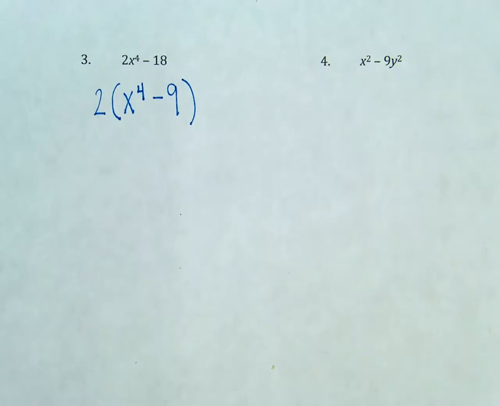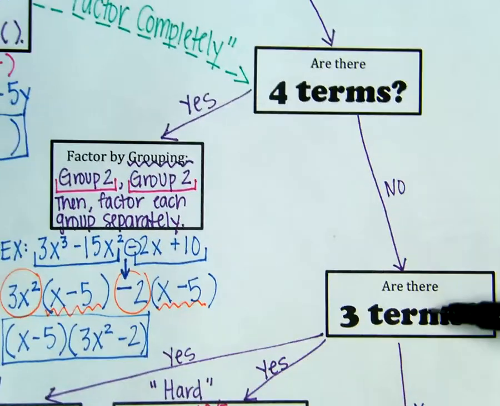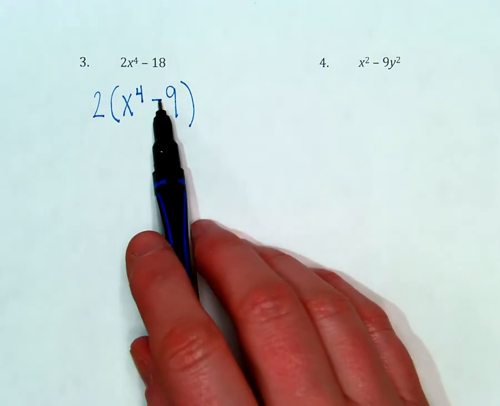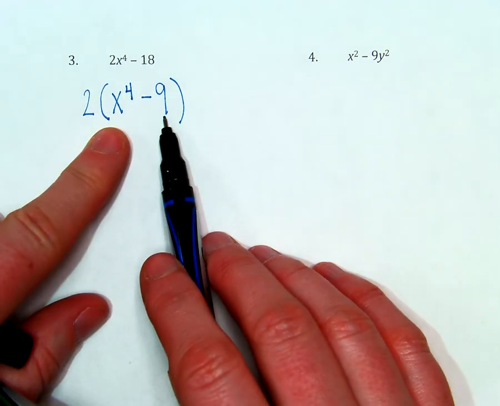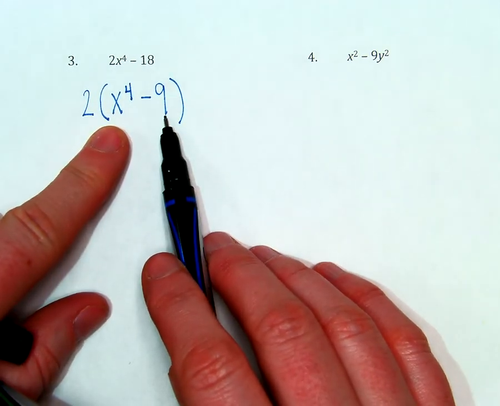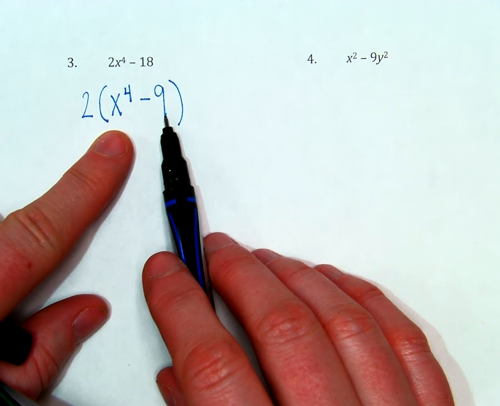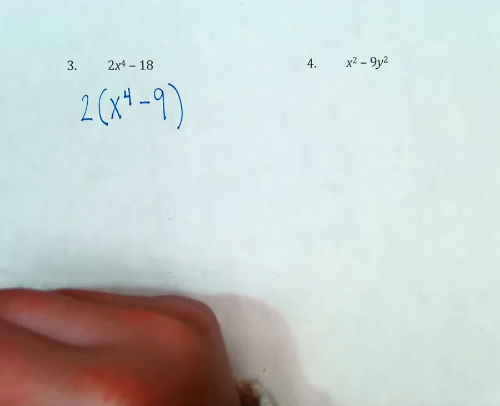This one, if I go to factor completely here, there's not 4 terms, there's not 3 terms, there are 2 terms, and it does have a minus sign. If it has a minus sign, then I just have to look and see, are these squares? X to the 4th definitely is, because that can split into x squared and x squared. And 9 is a perfect square as well, because the square root of 9 is 3. So this I can keep on going with.